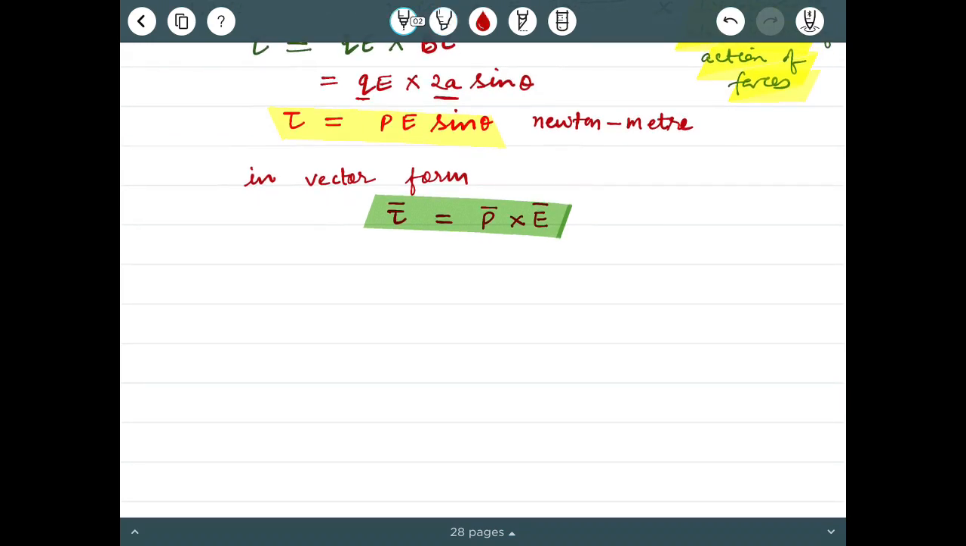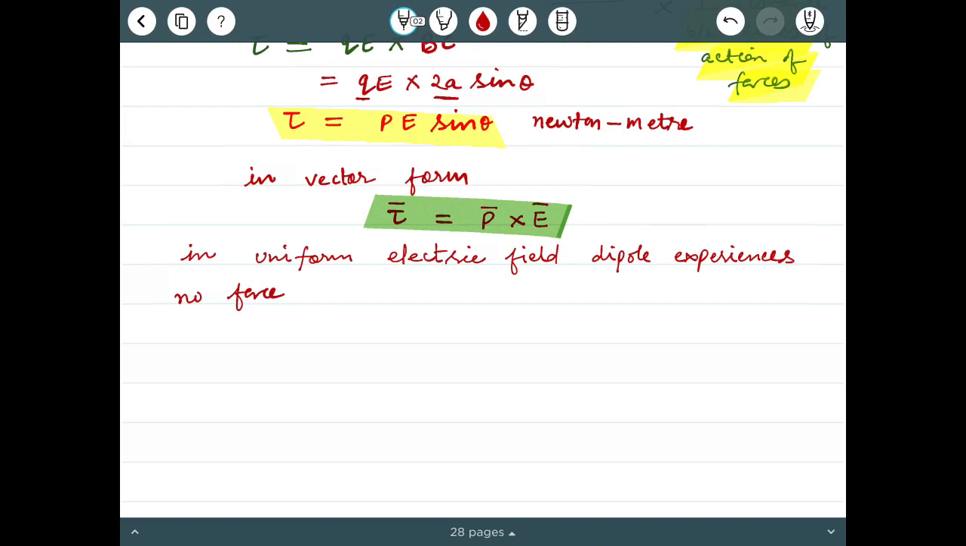Please remember, in a uniform electric field, the dipole experiences no force, but torque acts. And maximum torque can be equal to PE.